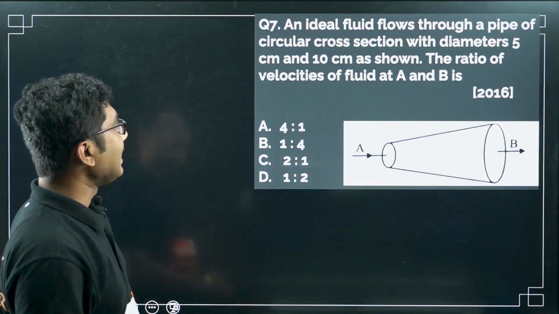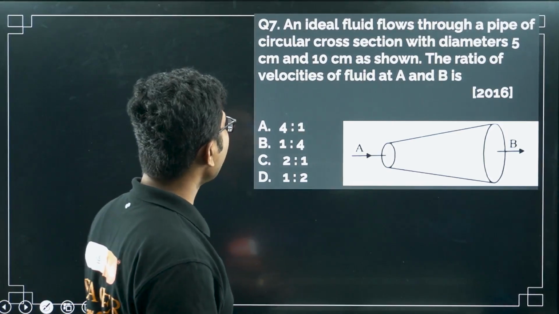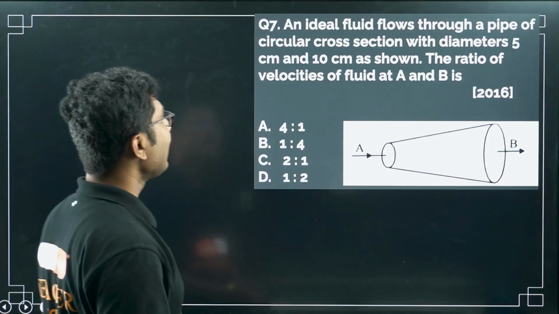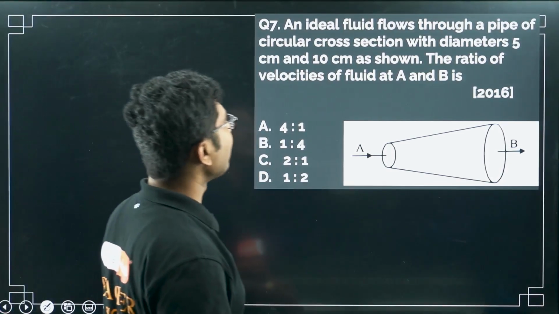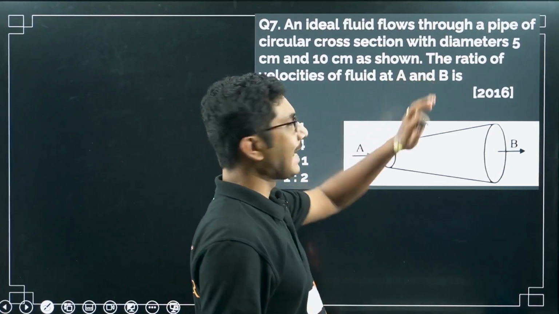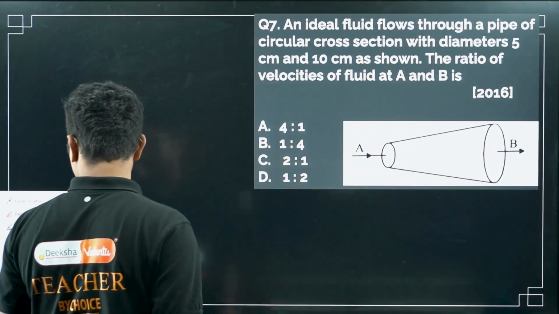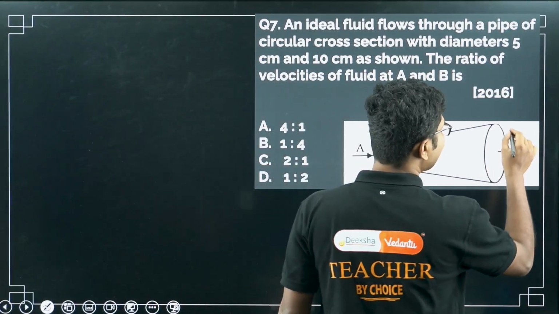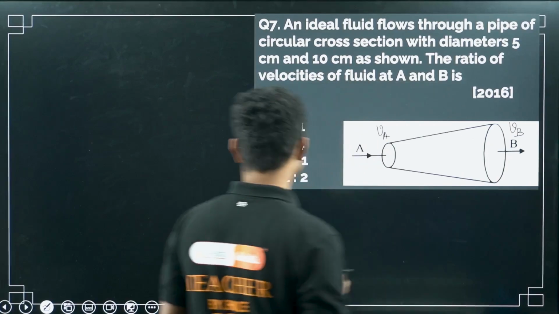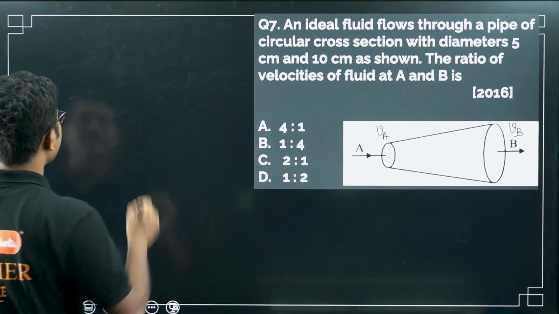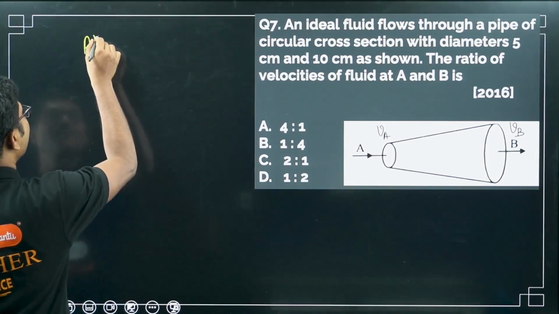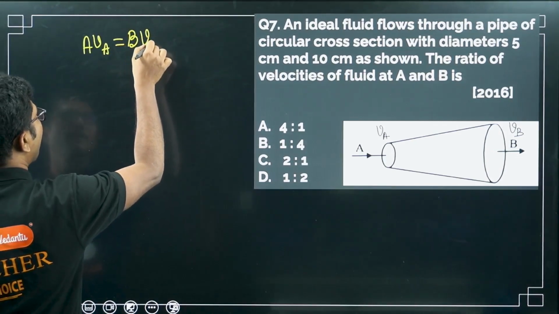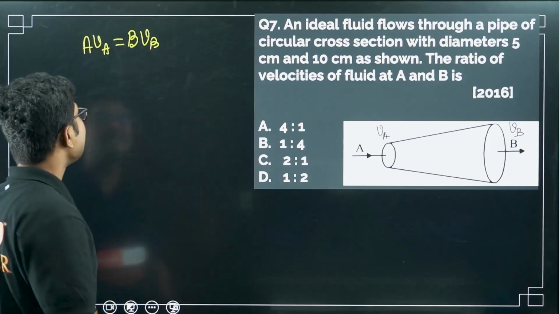Next is, an ideal fluid flows through a pipe of circular cross section with diameters 5 cm and 10 cm as shown. The ratio of the velocity of the fluid at A and B is... So suppose velocity here is VA, velocity here is VB. Now what is the equation of continuity? According to the equation of continuity, area A times VA should be equal to area B times VB. Very simple problem.